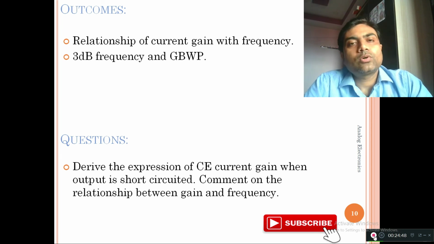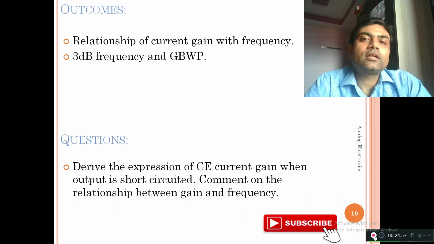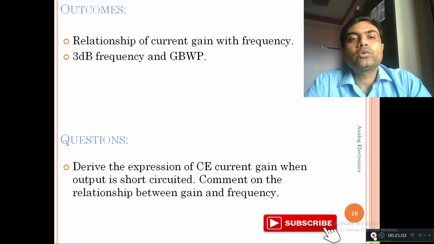Okay, so this is all for today's lecture. In the next lecture we will discuss what the effect will be if I do not short circuit the output. We will discuss the common emitter current gain when the output is not short circuited, with a resistive load.